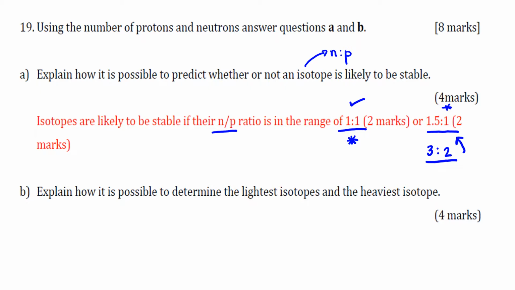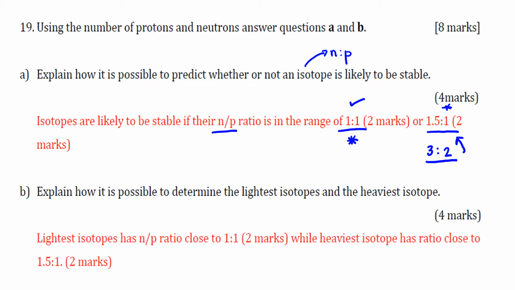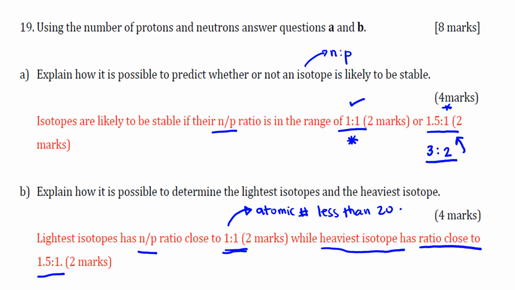Part B. Explain how it is possible to determine the lightest isotopes and the heaviest isotope. Now, the lightest isotopes have a neutron to proton ratio close to 1:1. So this ratio again is applicable for nuclei with atomic number less than 20. Now, as the atomic number increases, the neutron to proton ratio is also going to increase until 1.5:1. So therefore, heaviest isotopes would have a ratio close to 1.5:1.